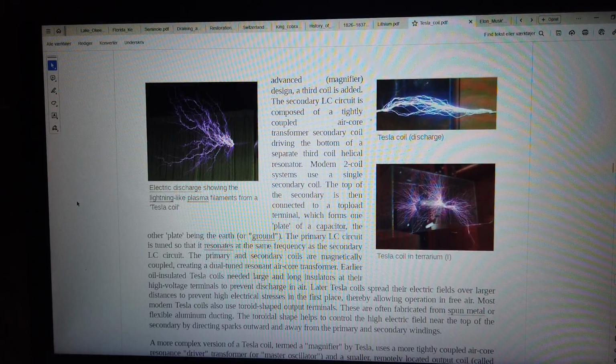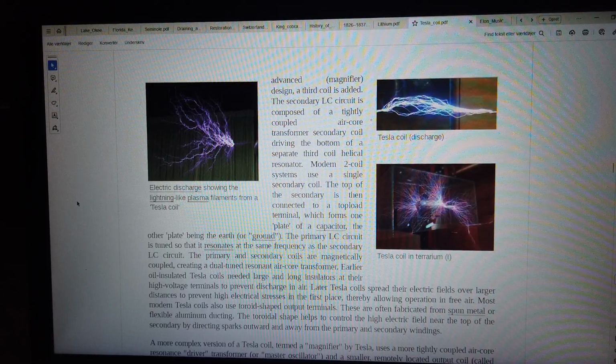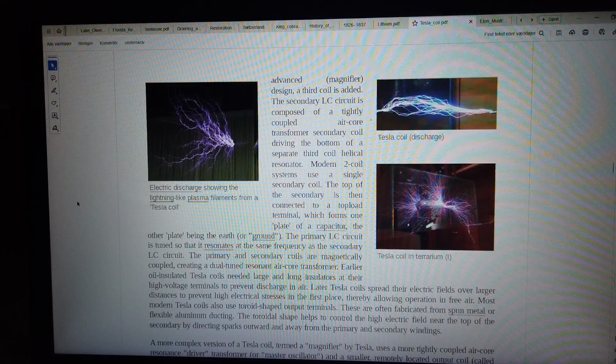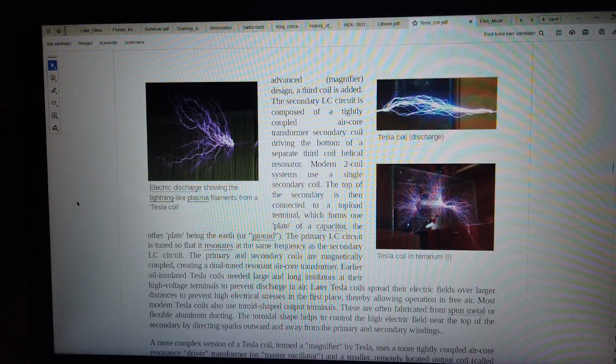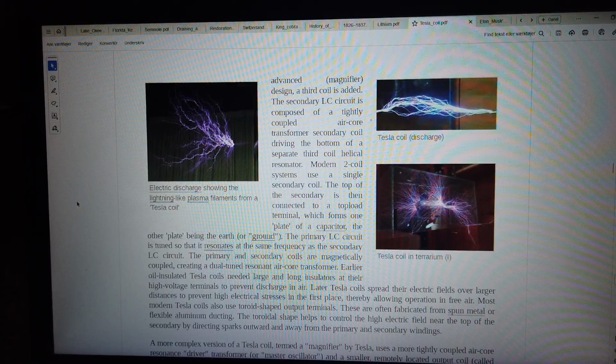Earlier oil-insulated Tesla coils needed large and long insulators at the high-voltage terminals to prevent discharge in air. Later Tesla coils spread their electric fields over larger distances to prevent high electrical stresses in the first place, thereby allowing operation in free air.